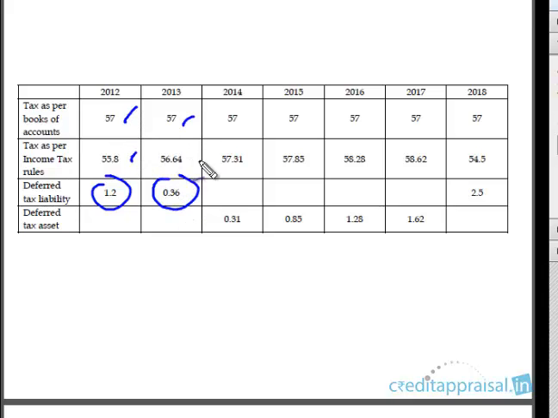Second year is going to be 0.36. Third year there will be a deferred tax asset, as we discussed, because the actual tax is greater than the tax in the books of accounts. Deferred tax asset. For the next 4 years we have deferred tax asset. Finally we have deferred tax liability. So this is the scenario. So some years we have deferred tax liability, for some years we have deferred tax asset, right?